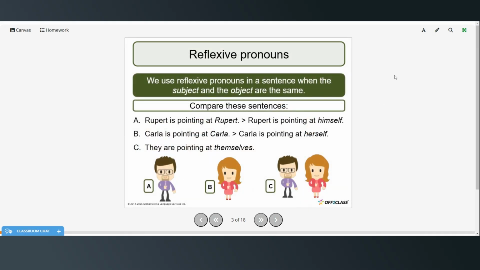So we use reflexive pronouns in a sentence when the subject and the object are the same. So we're going to compare these sentences. So here, Rupert is pointing at Rupert. So Rupert is pointing at himself. Carla is pointing at Carla. So we would say Carla is pointing at herself. And both Rupert and Carla are pointing at themselves.